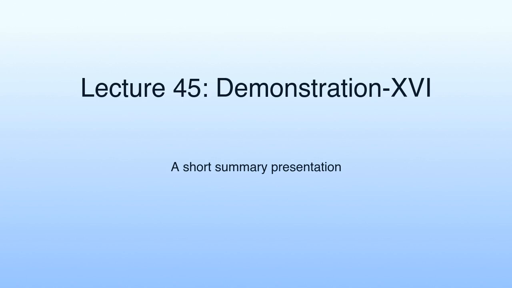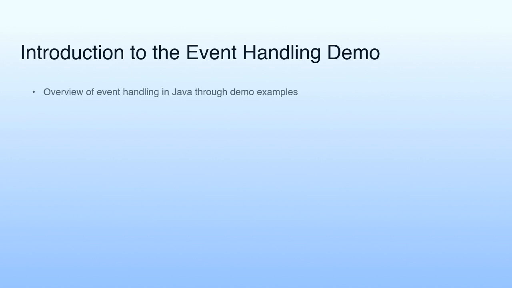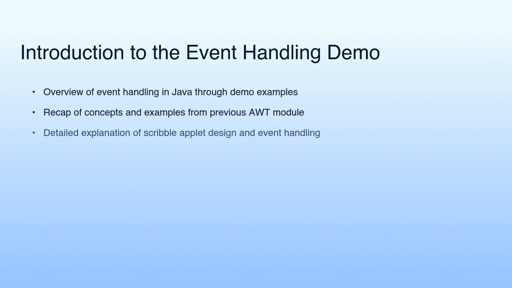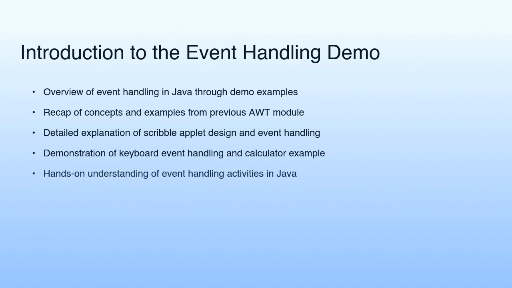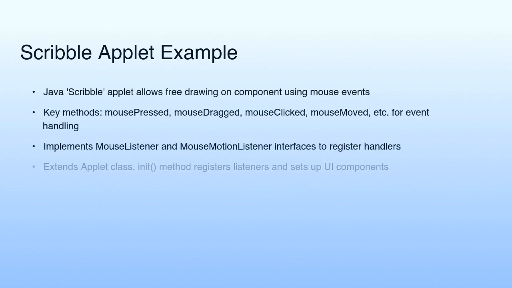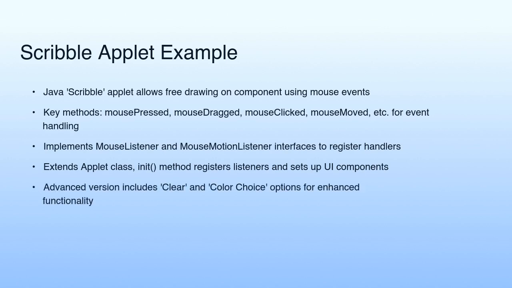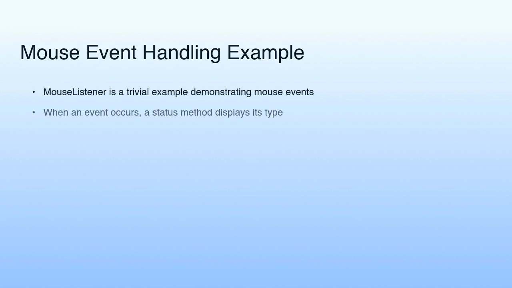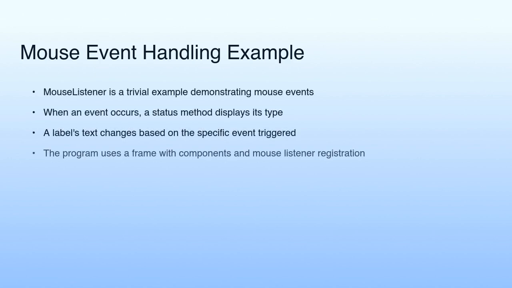Lecture 45 Demonstration-XVI. The video provides an overview of event handling in Java through interactive demo examples, recapping concepts from the previous AWT module. It explores the Scribble applet, which allows free drawing using mouse events by implementing mouse listener and mouse motion listener interfaces. The mouse listener example demonstrates how a label's text changes based on different mouse events triggered.